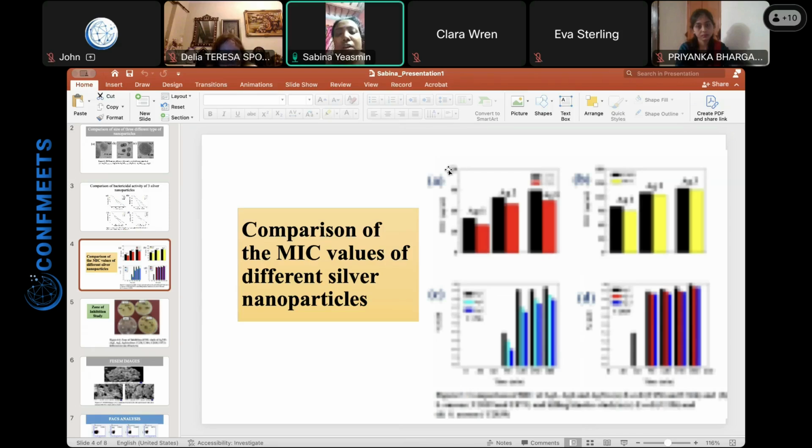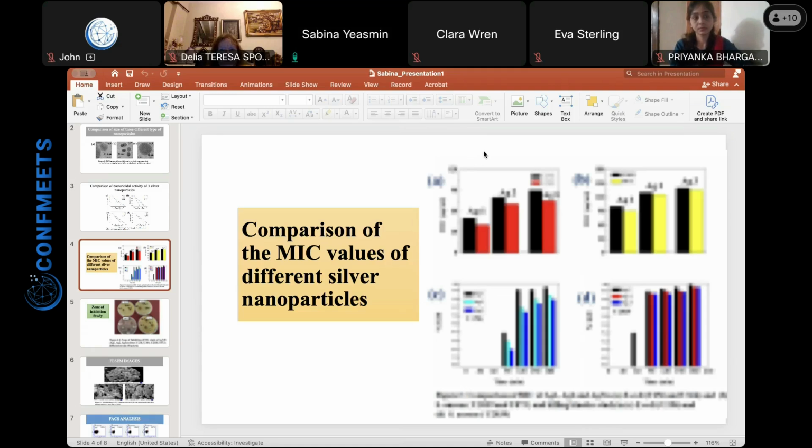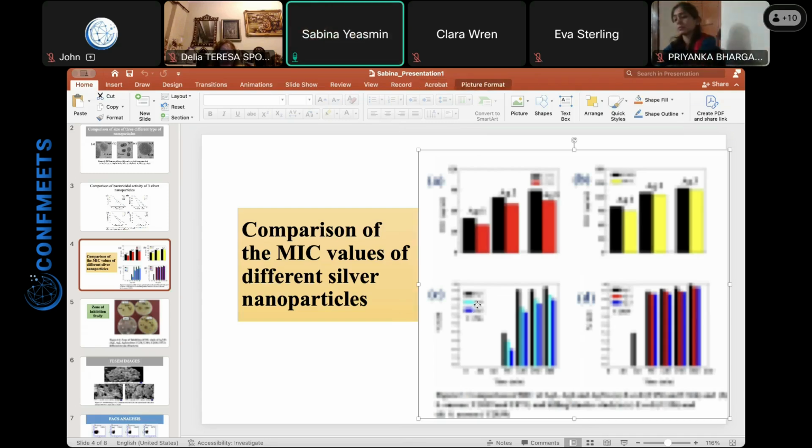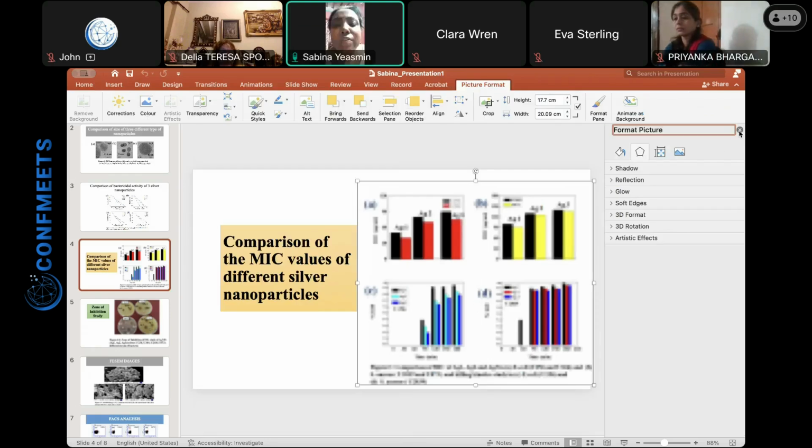MIC values of different silver nanoparticles. MIC means minimum inhibitory concentration, the concentration required to kill 50% of the bacteria, or sometimes 100%. At 99%, we can kill all but 1 or 2 bacteria. Sometimes we can kill 100%. It depends on the concentration, how much concentration we have taken and how many bacteria we have killed.